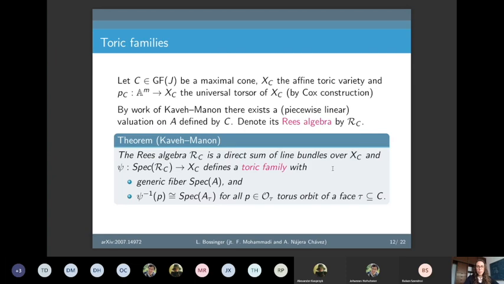So this family that we've constructed this way, or that we get from Kaveh-Manon's construction, turns out to be very closely related to the family we've seen before.